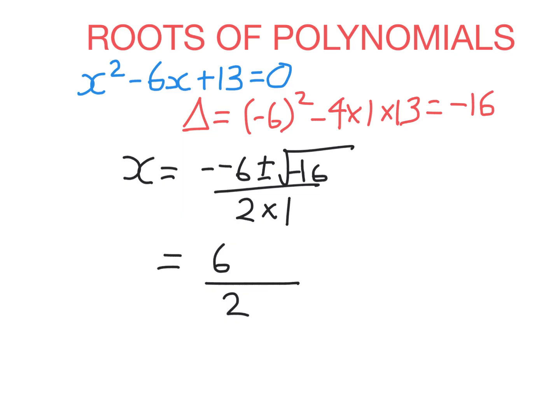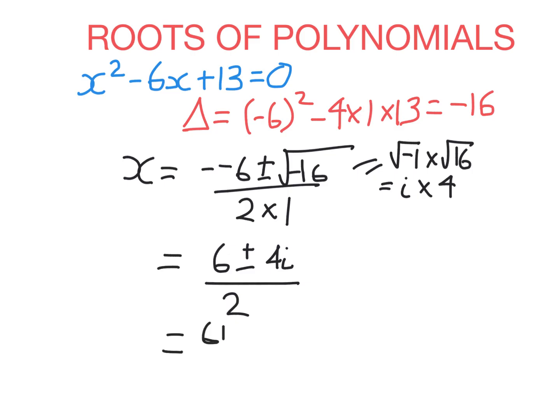Now root negative 16 is root negative 1 times the square root of 16. You know now that the square root of minus 1 we write as i, and the square root of 16 is 4. So this is 6 plus or minus 4i over 2. One of the solutions is (6 plus 4i) on 2, and the other is (6 minus 4i) on 2.